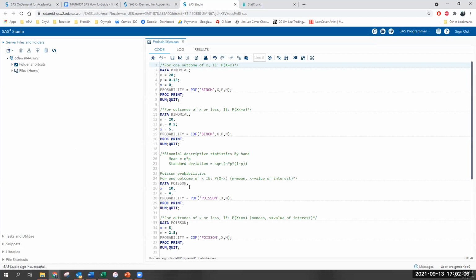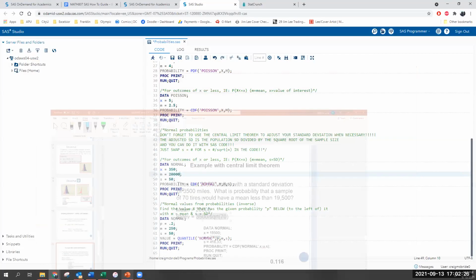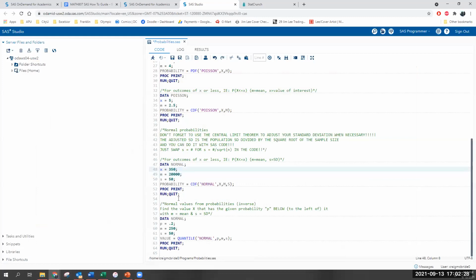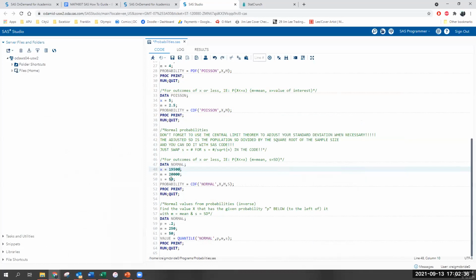Okay, so if we come down here to our normal probability, right? And our mean was 20,000. Sorry, it's here, 20,000. And the value of interest we were interested in was 19,500. So this is 19,500. And the original standard deviation was 3,500.